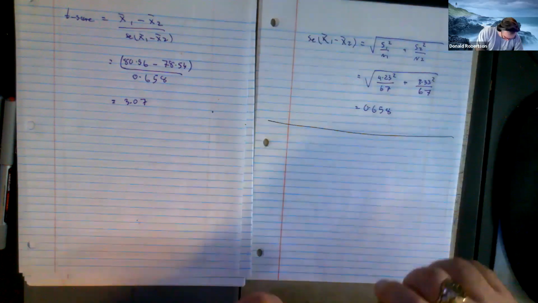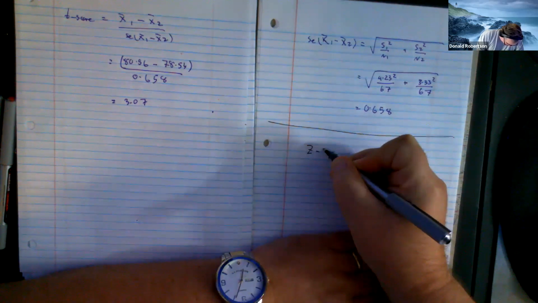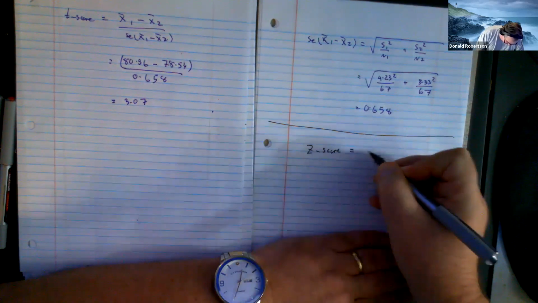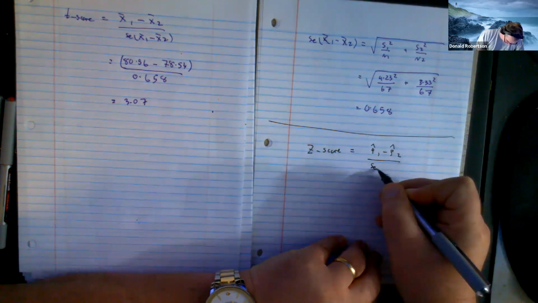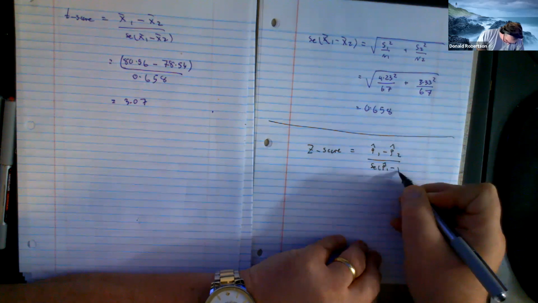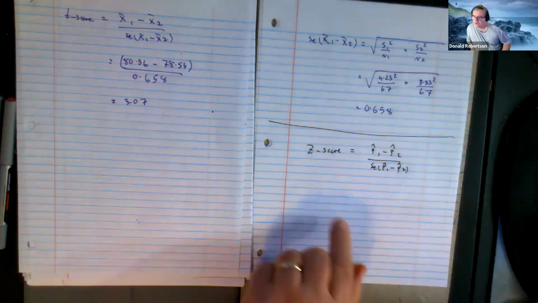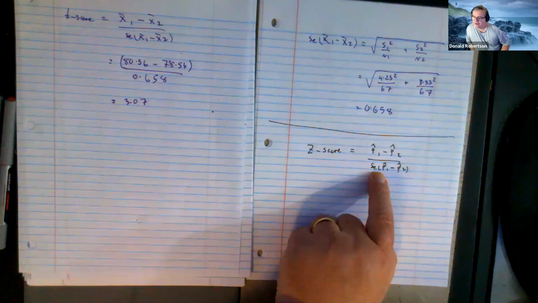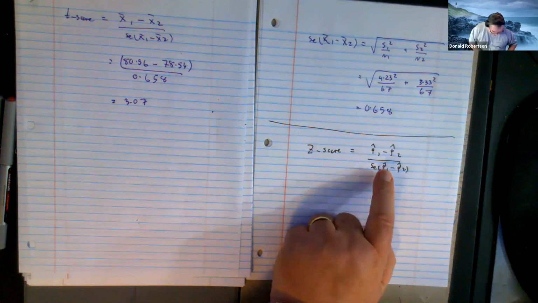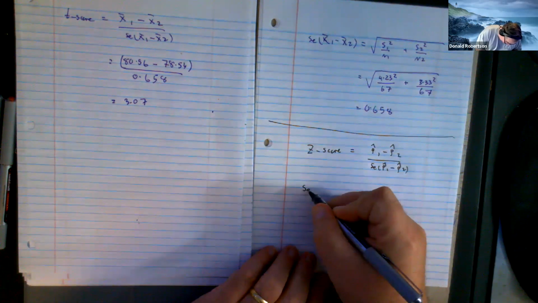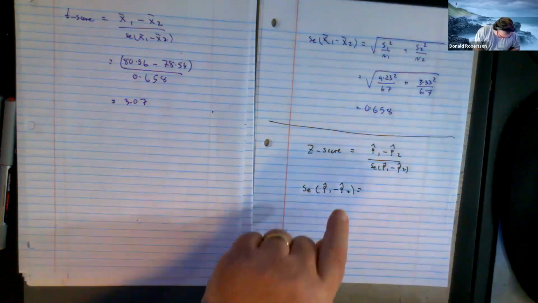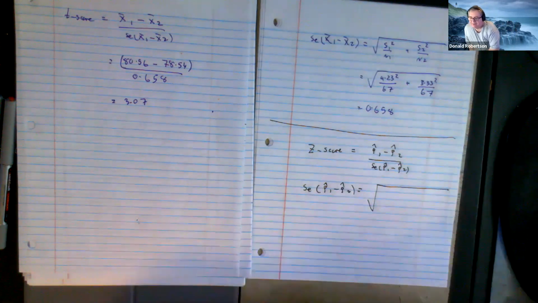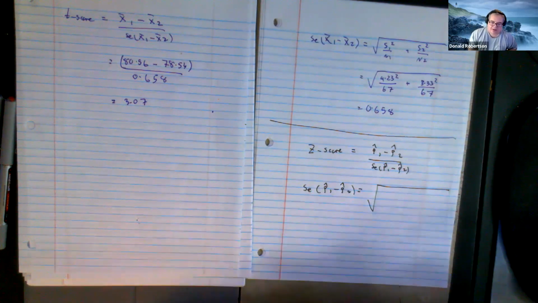Just off the top of my head, there are many more formulas, but just to give you an idea, if you were doing a similar question, but it was to do with proportions, the formula looks very similar, doesn't it? Except it's a z-score, not a t-score. So this is for the difference in 2 proportions. So there's a formula. Does anybody remember that guy? The standard error.